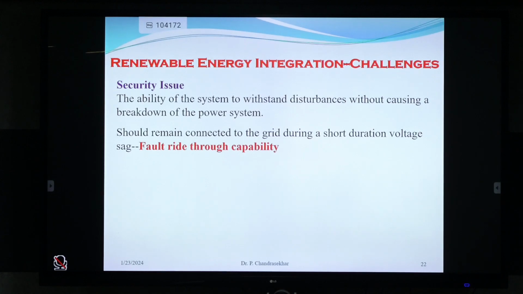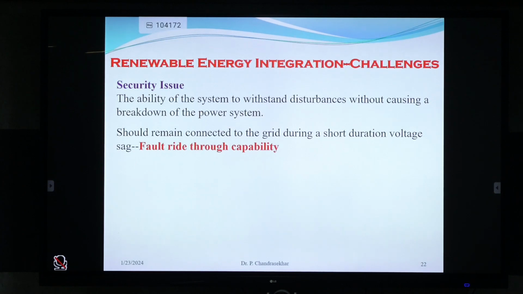However, when you have a renewable energy source interfaced with the help of a power electronic converter, the converter switches are very sensitive. Even for a short-duration fault, a high amount of current is going to flow through these switches and the switches are going to get damaged. So we have to have a technology which can override these transient faults.